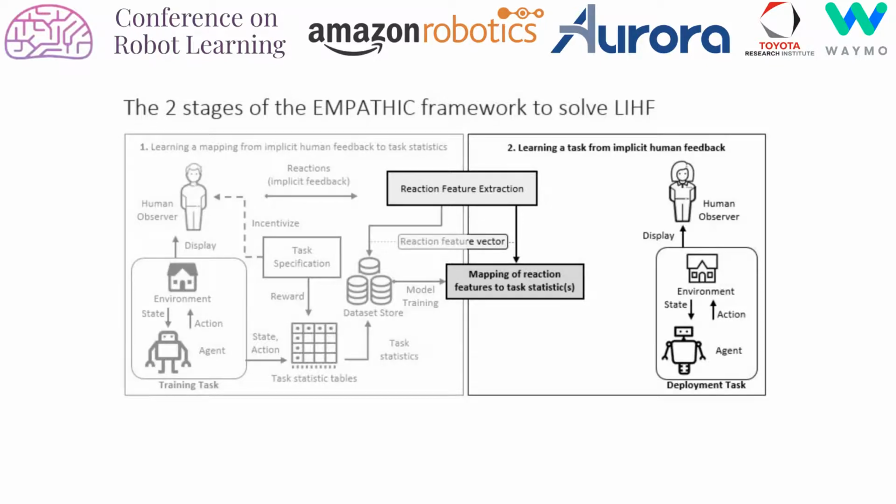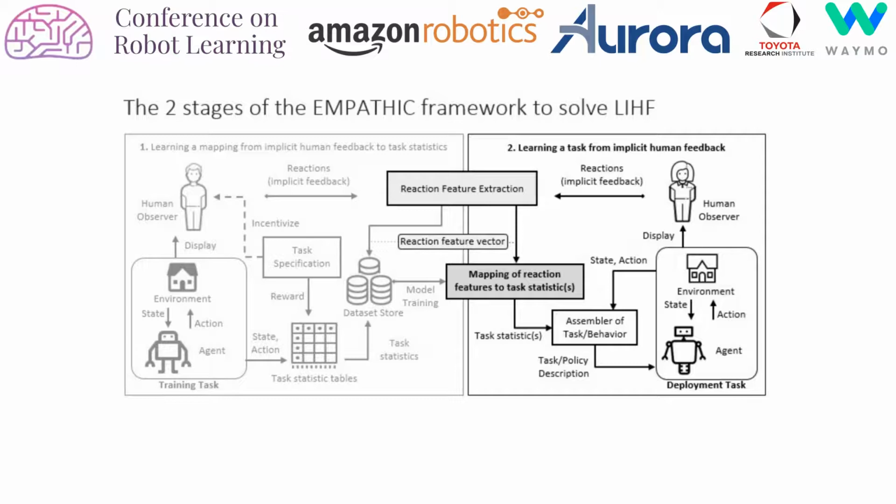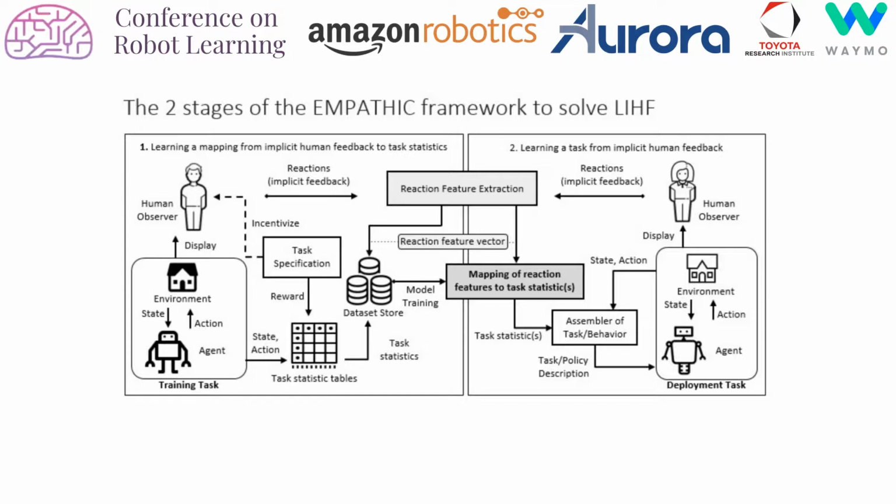In the second stage of EMPATHIC, when an agent is trying to learn the deployment task without explicit task specification but access to a human observer, it can leverage the learned mappings from the first stage to obtain predicted task statistics. To instantiate and evaluate EMPATHIC, we define the task domains and a way to incentivize the human observers.